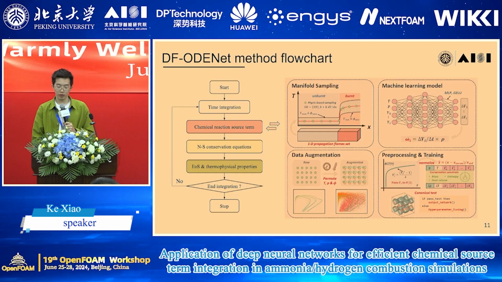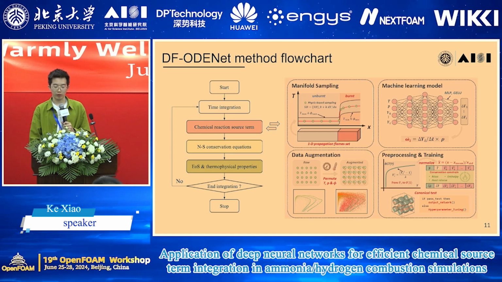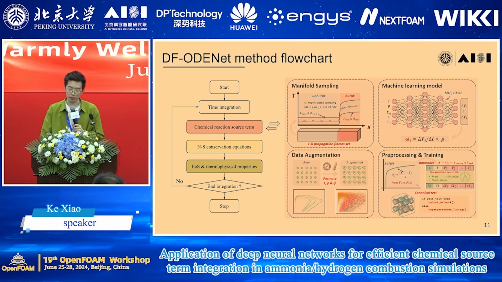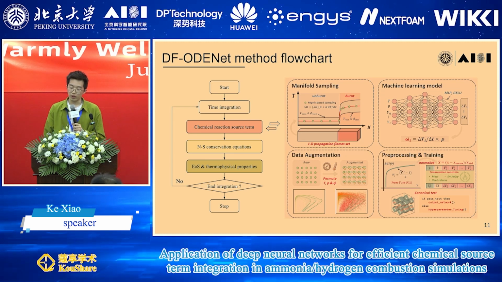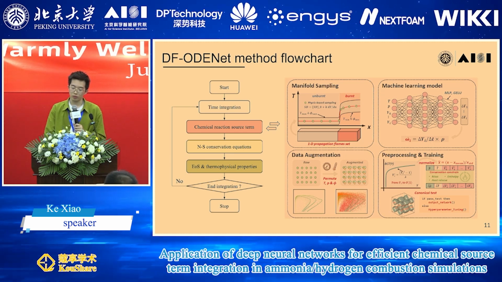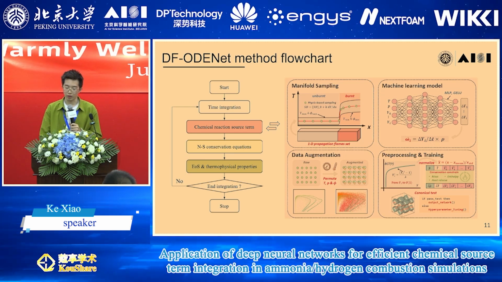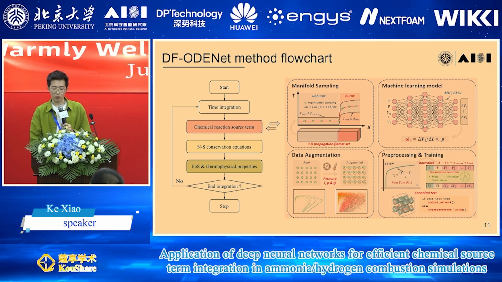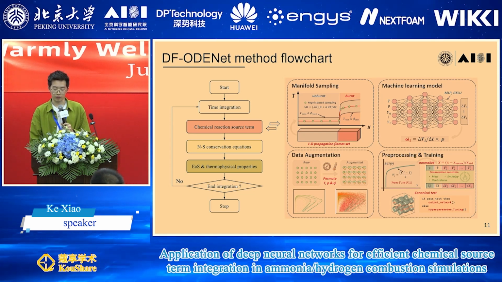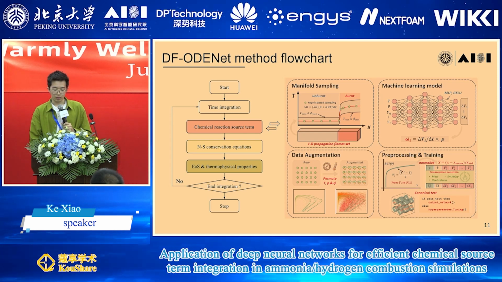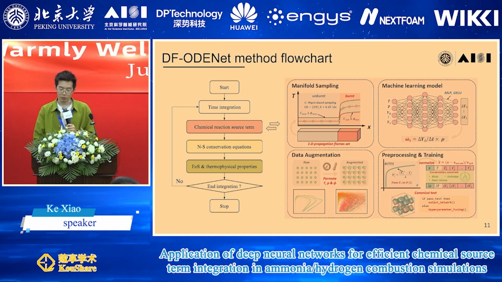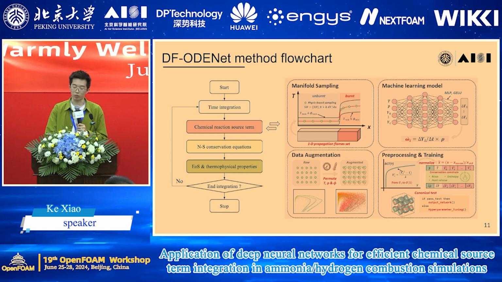This slide illustrates the flowchart of the DFODNet method to sum up our previous discussion. We start with generating training data from low-dimensional flames and then go through data augmentation procedures and then train DNN models for large-scale CFD simulations. This is a systematic approach that aims to ensure efficient data generation and robust model training.